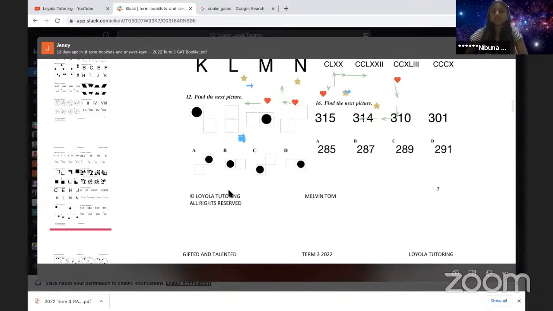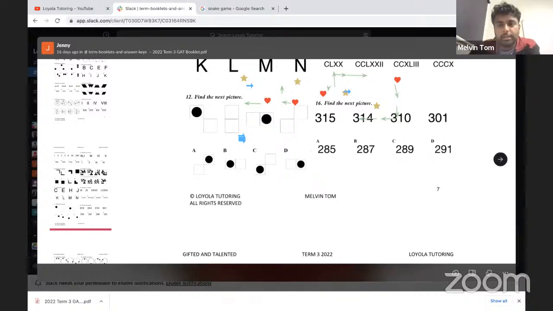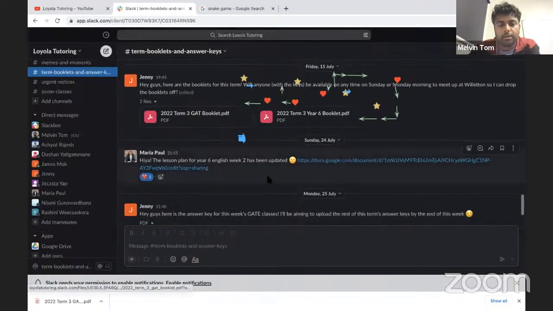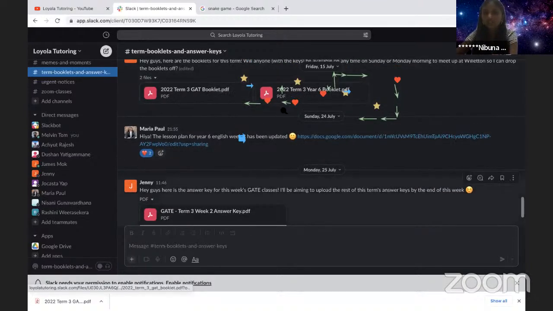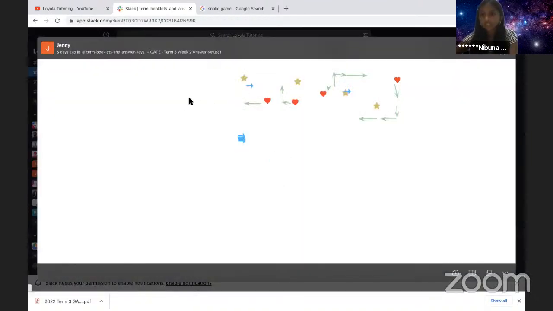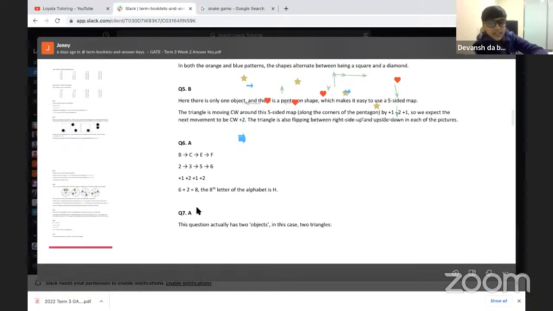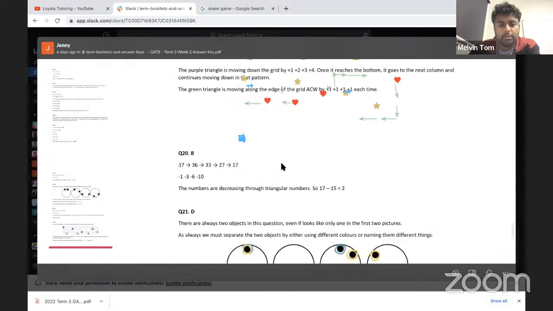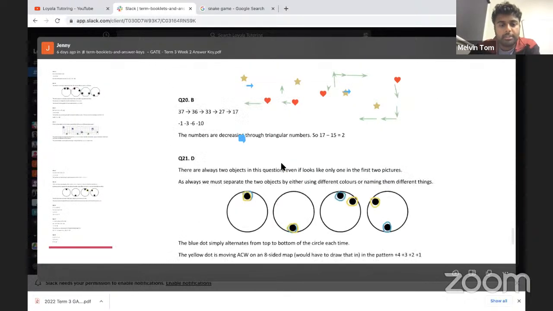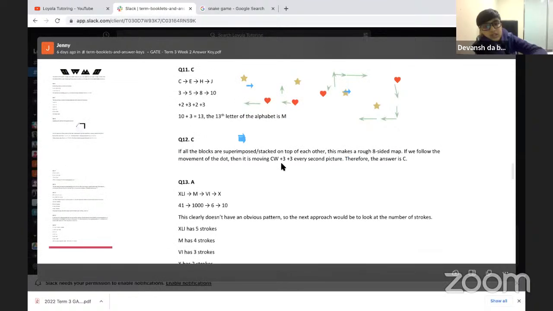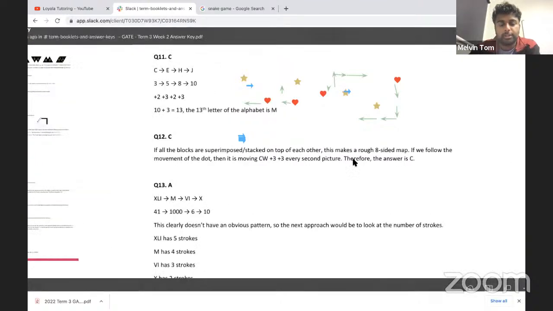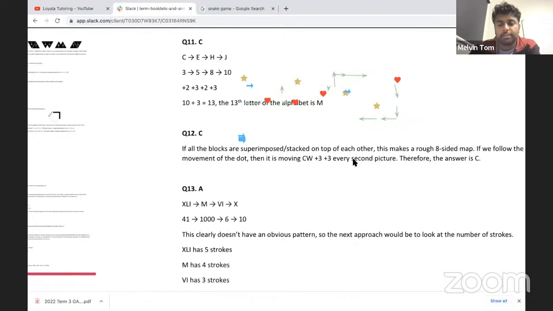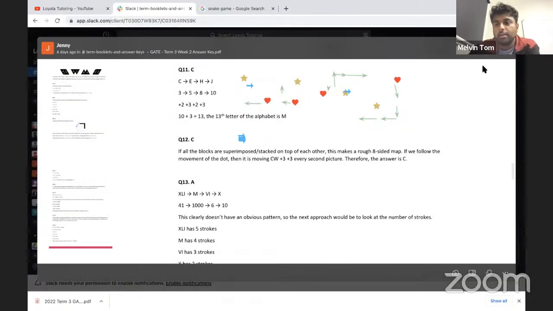It says that it should be an asterisk shape. It says it should make an asterisk shape if you put... Oh, it is that on top. Jenny said? Yeah. Okay, let me take a look. Yeah, that's what my tutor said as well. Yep, that's right. One second. Let me open it up. Is it question 12? Yes. If all the blocks are superimposed on each other, this makes a rough 8-sided map. If you follow the movement of the dot, it's going clockwise 3 every second picture. Therefore, the answer is C.